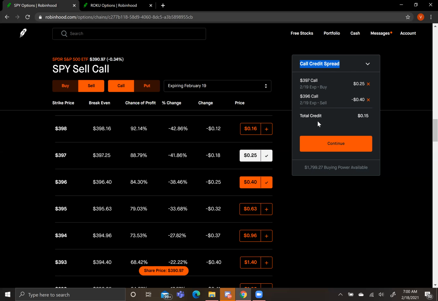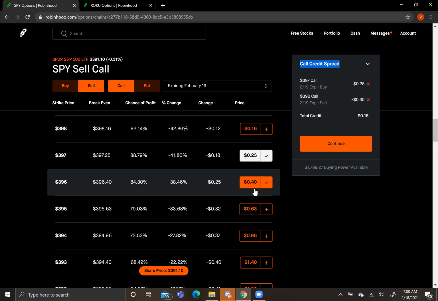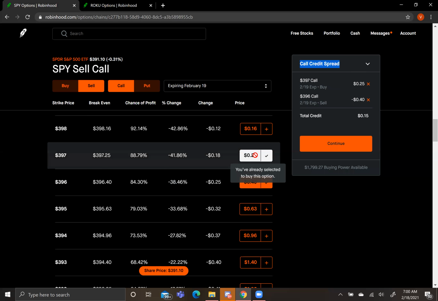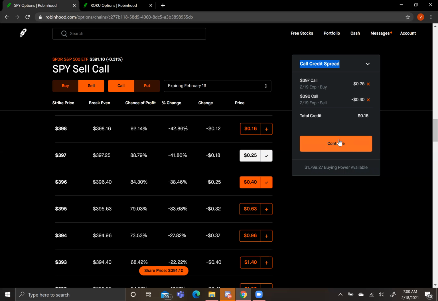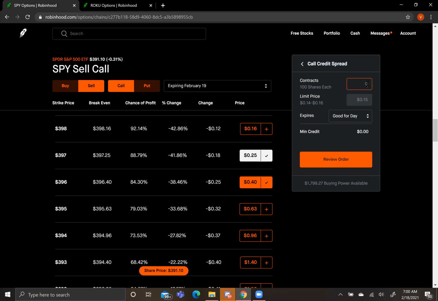And it's telling us our total credit is 15.15. You get that number. That number is the difference between the premium. So $40 minus 25 is 15. So we're gonna click continue. Let's say, for example, we do one spread, right? So we click on one, and then it automatically configures to minimum credit is $15.